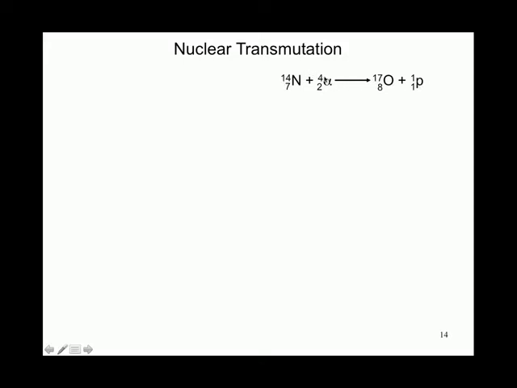You notice that the numbers, though, add up again. 14 and 4 is 18. 17 and 1 is 18. 7 and 2 is 9. 8 and 1 is 9. So one of the four might be missing, and you have to figure out what it is.